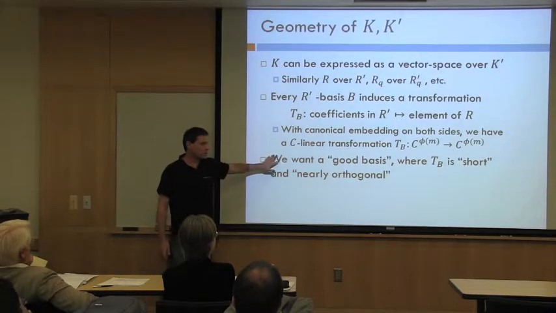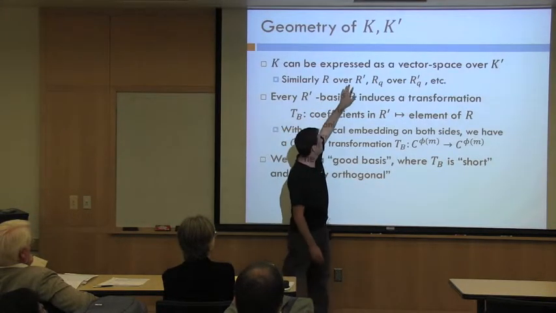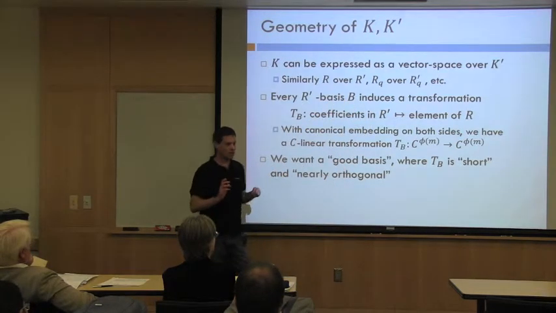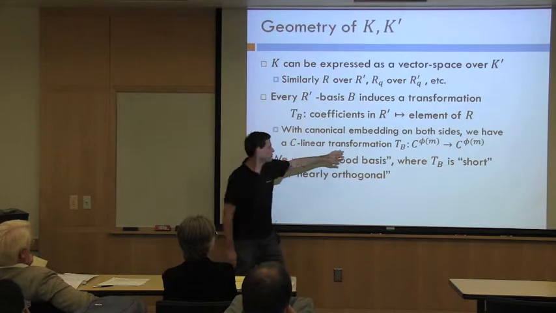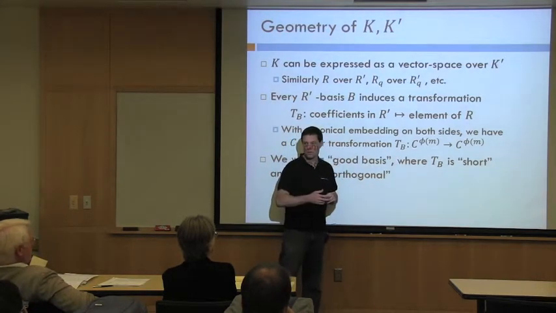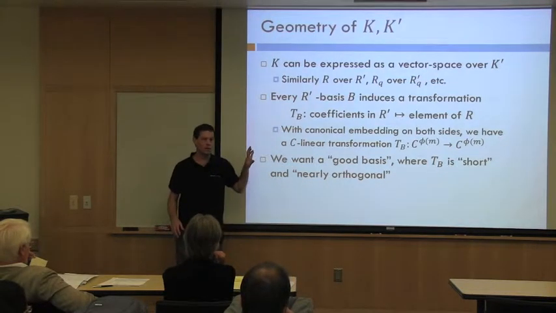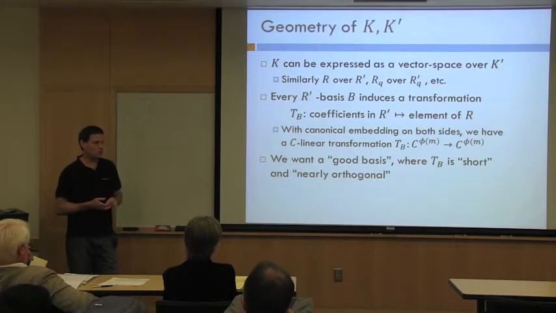And what we want is a good basis. So at some point in the argument, we would need the fact that there exists a basis. If you think of K as a linear space over K prime, then that linear space has a good basis. A good basis here meaning that the linear transformation is almost unitary, almost orthogonal. The difference between the least and the largest singular values of this transformation is very, very small.